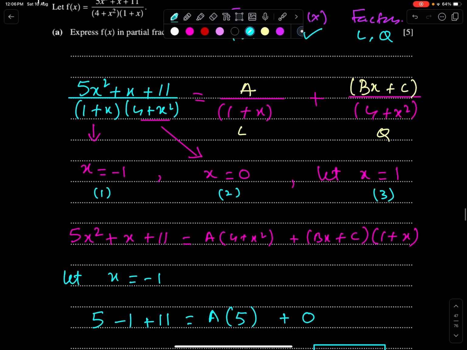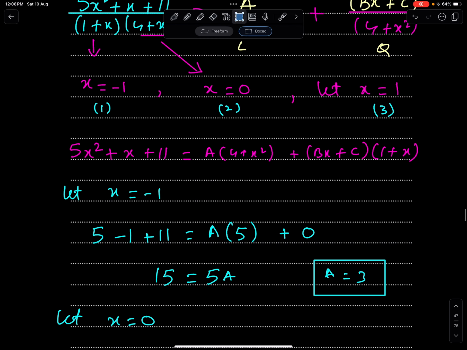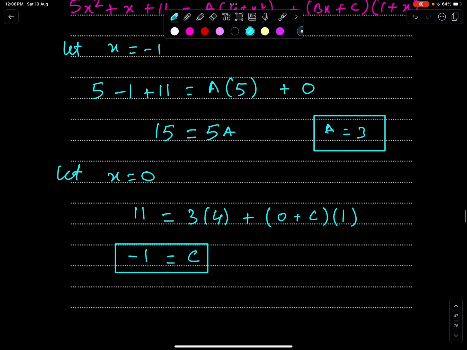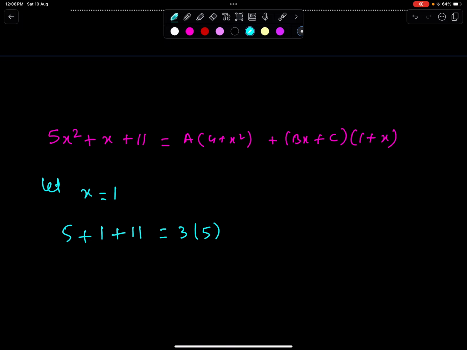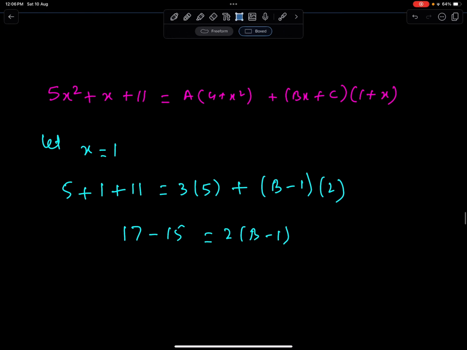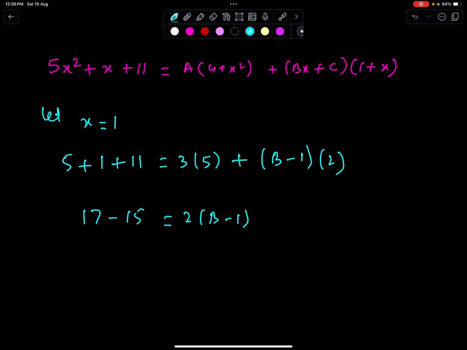Now let's substitute x = 1. So let me copy this equation so that you would understand this substitution well. Let x be 1. So we have 5 + 1 + 11. A was 3, I guess. Yes. And in bracket we have 5. This is B. C is -1. And this is 2. So on left side we have 17, then minus 15, and 2 times (B - 1). So we have 1 is equal to B - 1. So B is 2.